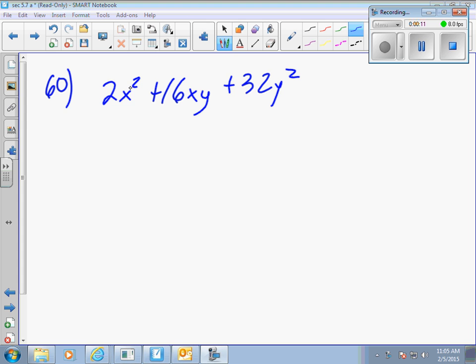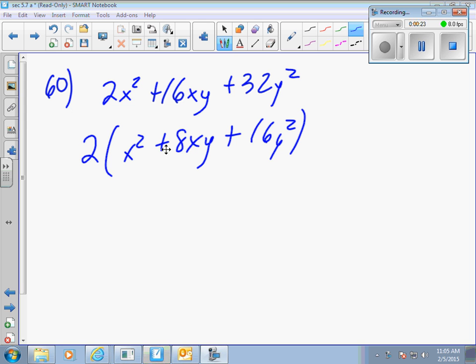My greatest common factor here appears to be a 2. Remember, always look for a greatest common factor first. And so after I factor out my 2, this is what's left. Next thing I'm going to do is multiply my a times c, because anytime I have a letter here and a letter here that are both squared, I want to make sure that I do it the way I'm sure I know how. I get 16. Factors of 16 that add up to 8 are 4 and 4.